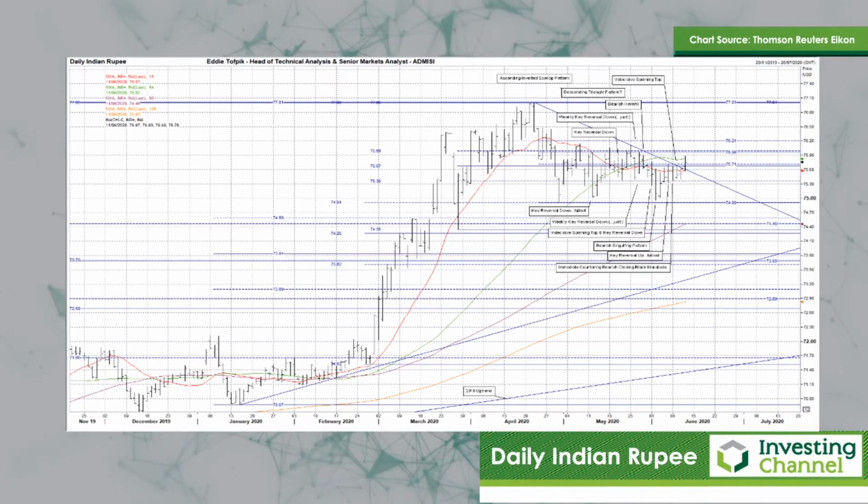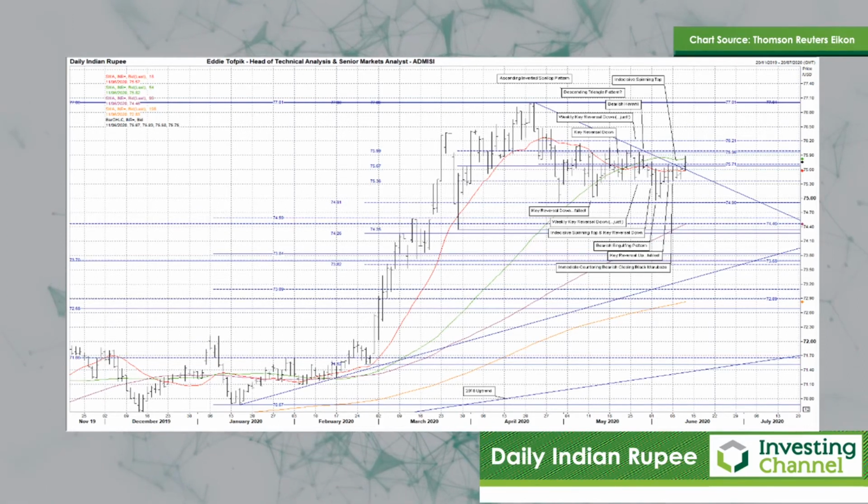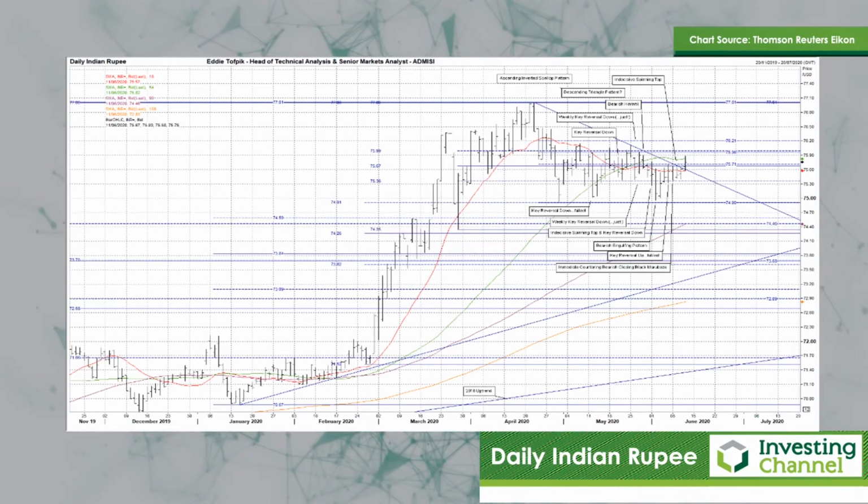The question now is whether this is a false break or not. Next topside resistances are the short-term medium moving average, currently at 75.82, and the very recent 50% Fibonacci line at 75.96. This also fits in well with the idea I mentioned 5 weeks ago of the action from March to date being an inverted ascending scallop pattern.